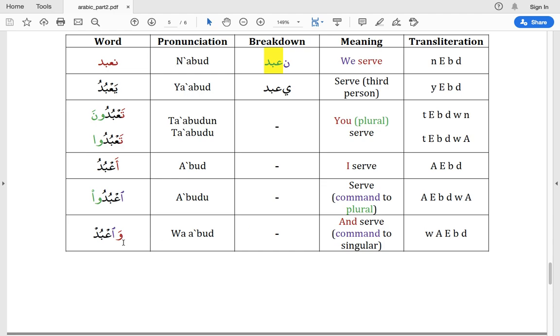Now here we have waw, alif, ain, ba, dal. Waw, already established, is and. And alif here with the character at the top means it's a command. U'bud, serve. There's no waw alif at the end, which means that this isn't a command to plural. It's not a command to many. It's a command to one. So it would be and serve. If it was just you standing, then I would say wa'bud, not wa'budu, because then we're getting into this realm. Wa'bud Allah. And serve. You serve.